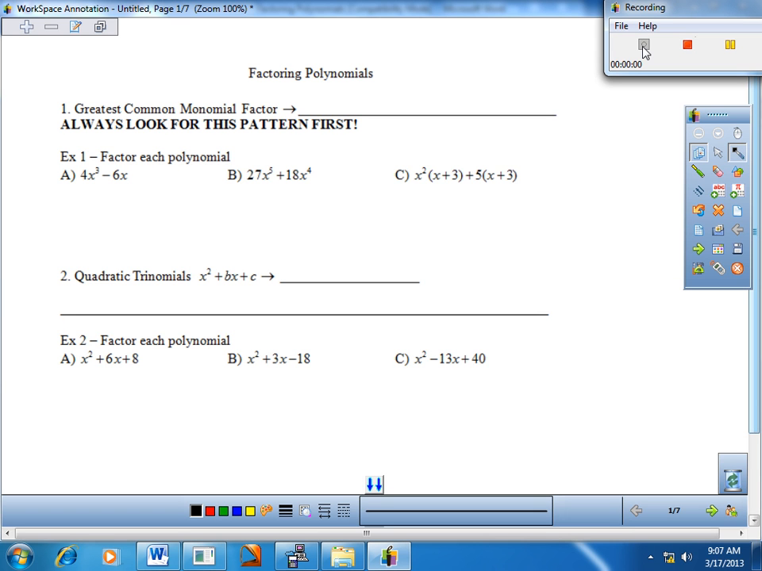Welcome. Today's notes worksheet is entitled Factoring Polynomials. Factoring probably represents the most important and prevalent skill set that we will be utilizing this year. So let's see if we can develop a nice foundation for you as we go through this notes worksheet.